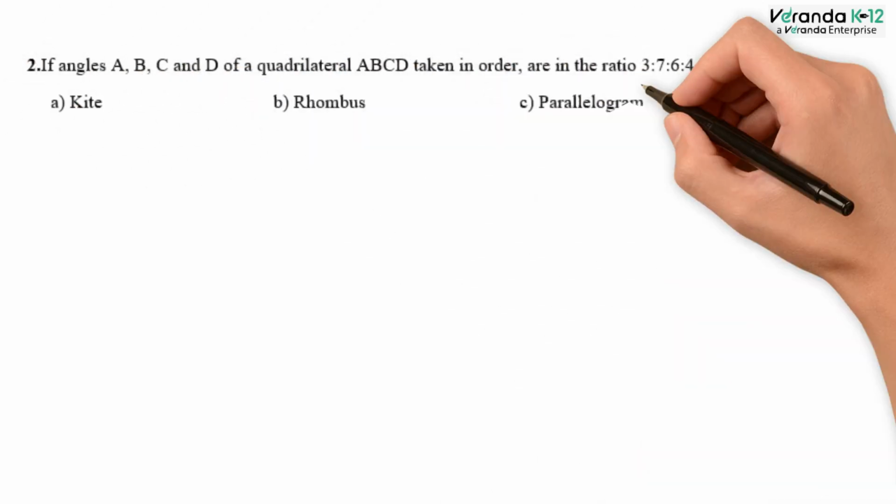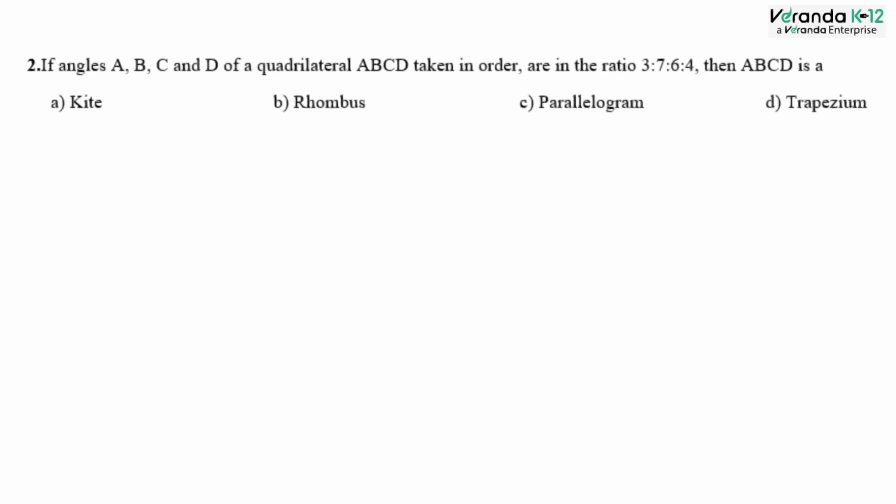Question number 2. If angles A, B, C and D of a quadrilateral ABCD taken in an order are in the ratio 3:7:6:4, then ABCD is a dash. Options given are A. Kite, B. Rhombus, C. Parallelogram, D. Trapezium.